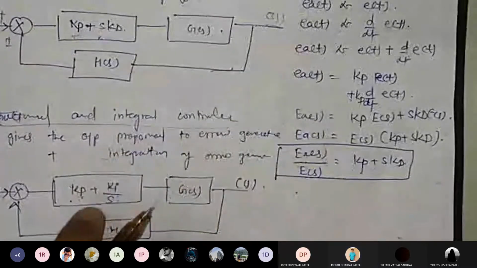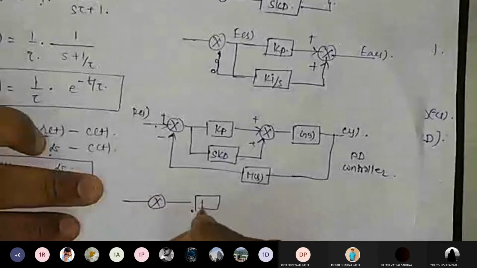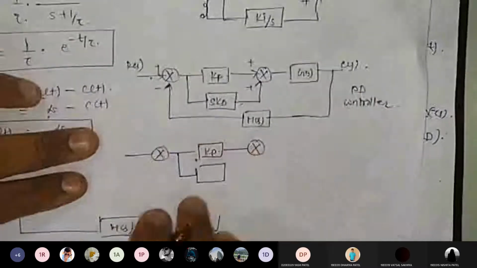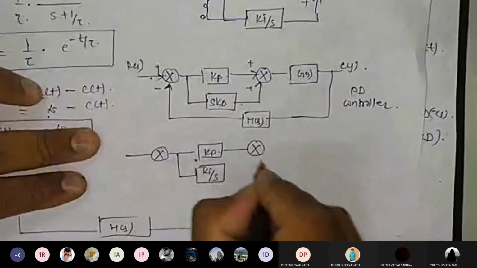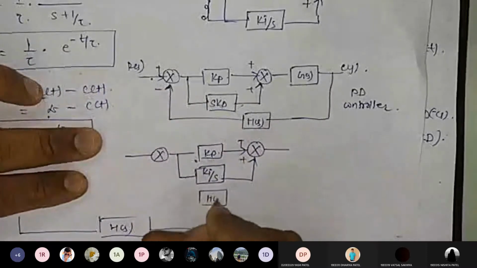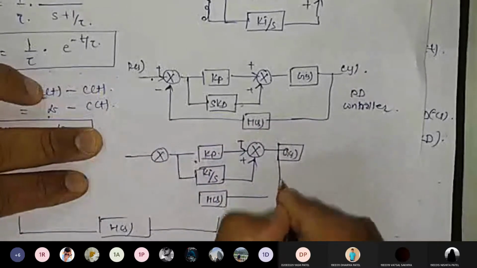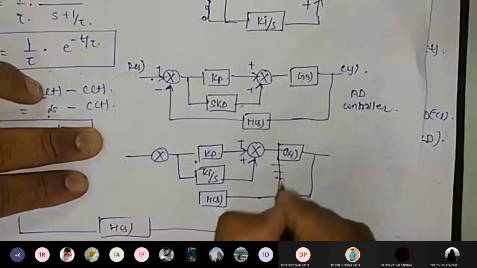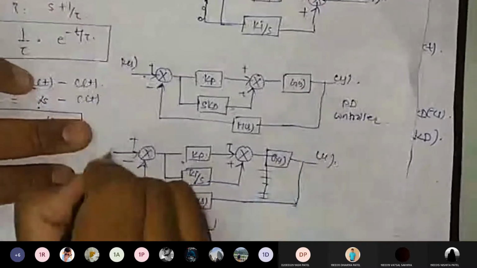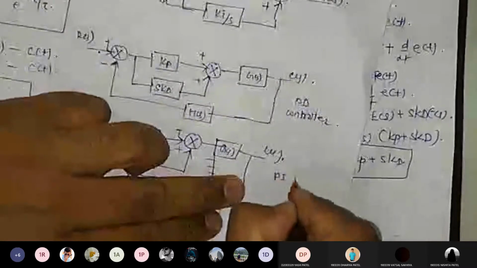Now similarly I will redraw for this. So it will be Kp, and here it will be Ki by s. Sign is plus. We'll be having H of s over here. Sorry, it will be G of s, plus minus, and C of s. That's R of s. So it is the PI controller.